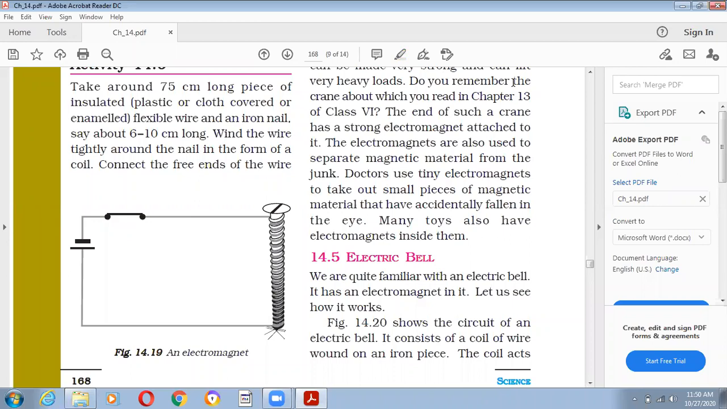There are so many advantages of an electromagnet. One is that the magnetism of an electromagnet can be switched on or switched off as desired. This is not possible with a permanent magnet. An electromagnet can be made very strong by increasing the number of turns and the amount of current. Uses of electromagnet.